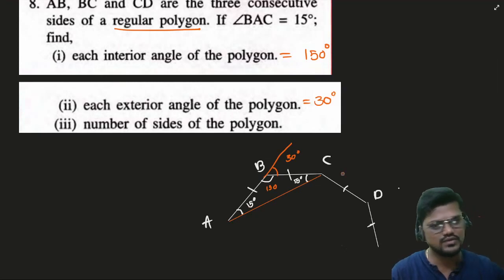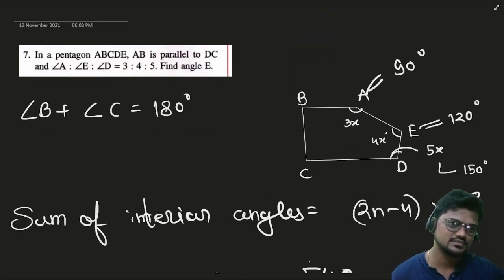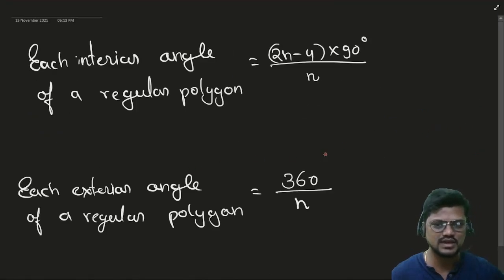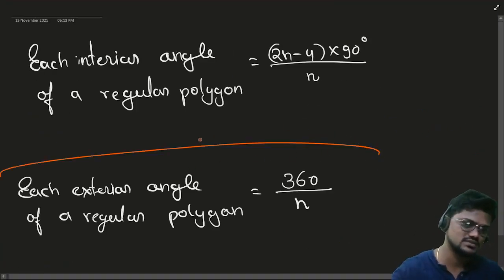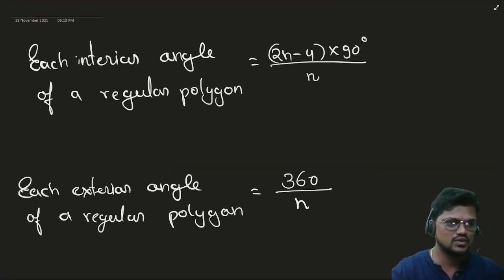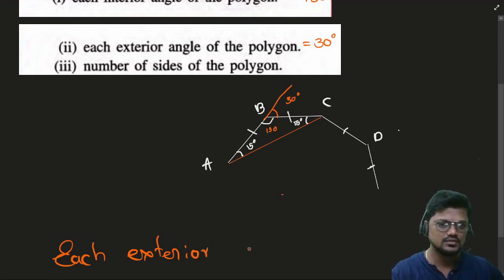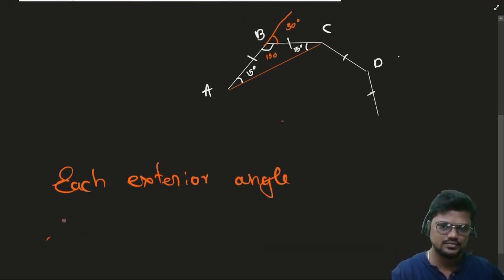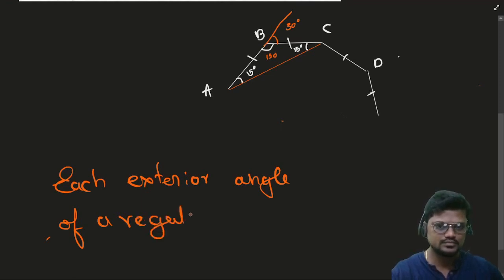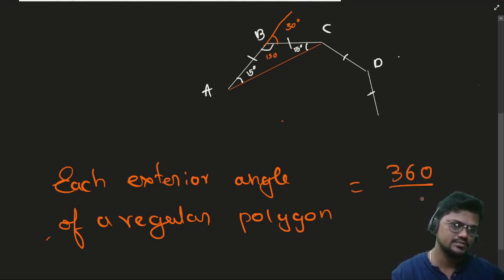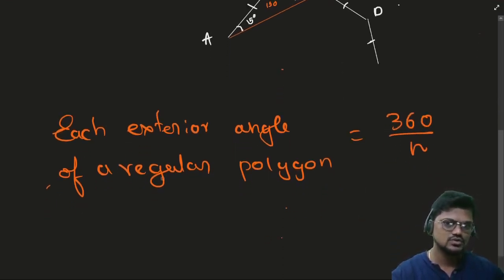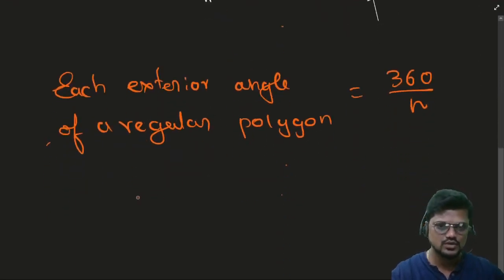See, we have the interior angle. Now, the exterior angle is even more easy, if you know the number of sides. That is only 360 by n, no? Each exterior angle of a regular polygon equals 360 divided by n. So each exterior angle is how much? 30 degrees. So 30 equals 360 by n.